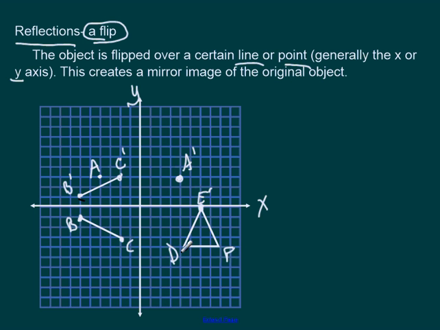D prime, if this is D, that's 4 away from the axis. So 1, 2, 3, 4. I'm going to go ahead and erase A prime. You can leave it on your paper, but I'll erase it to make this a little more clear for you. So this point here is D prime, and then F is 4 away as well, so this is F prime. And that gives us our triangle D prime, E prime, F prime. Okay, and you can see it's just a mirror image.